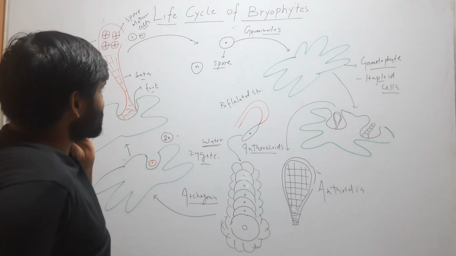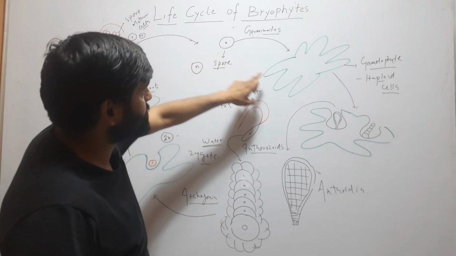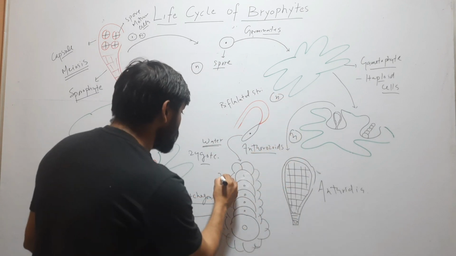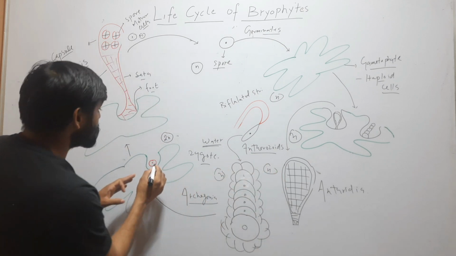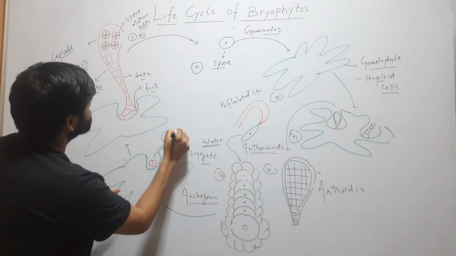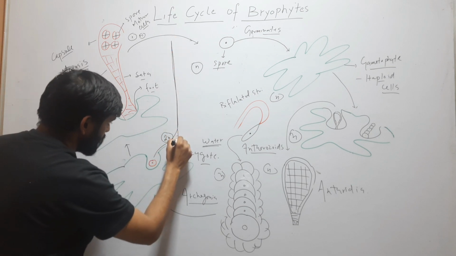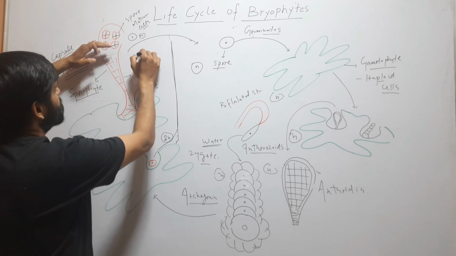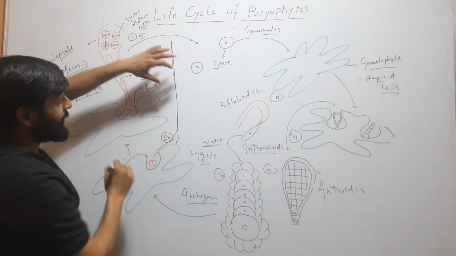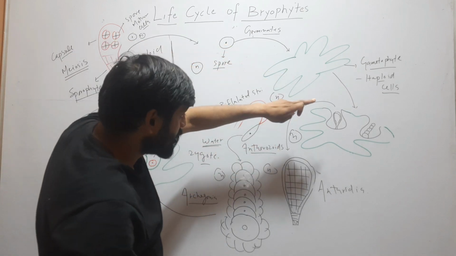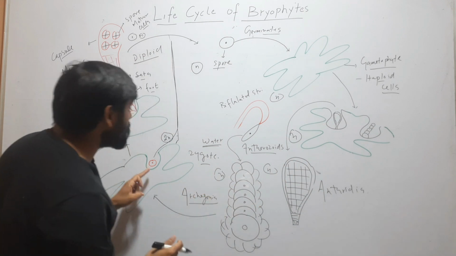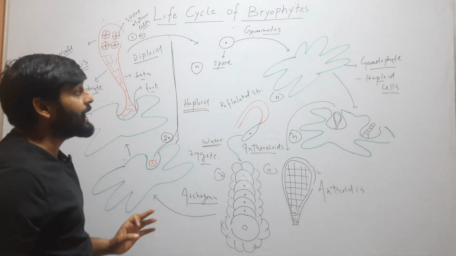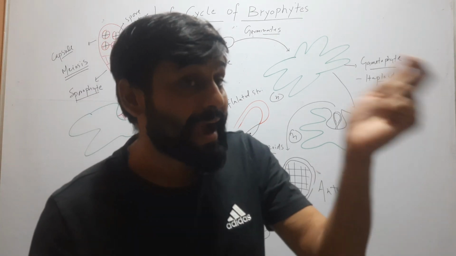In this life cycle, you can see that this structure is haploid, this structure is also haploid, this one is also haploid; antheridia, archegonia, all these are haploid. So the diploid phase starts from there. You can see that this phase from zygote to sporophyte is diploid, and this phase from spore to the thallus to the formation of sex organs before fertilization is the haploid phase. So this life cycle has both phases, haploid phase and diploid phase.